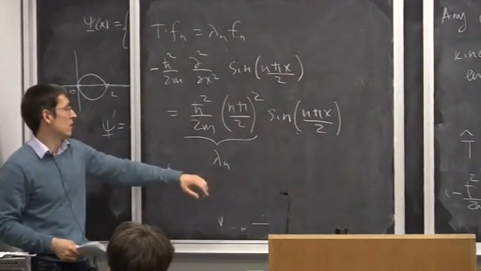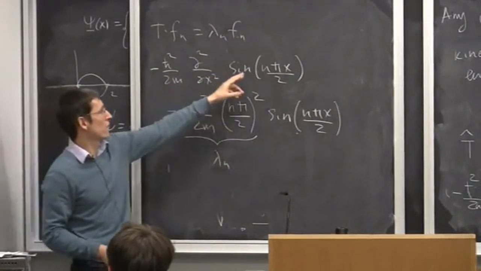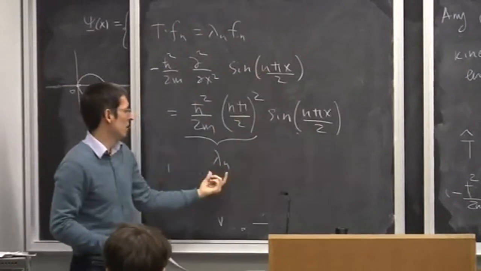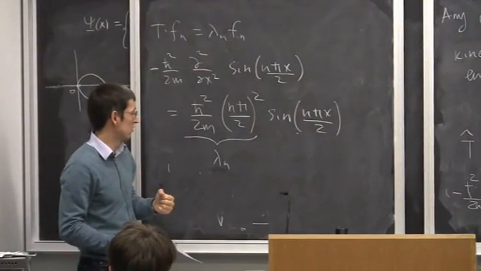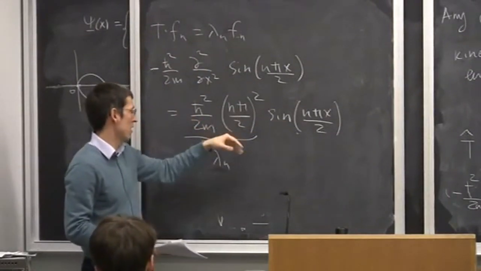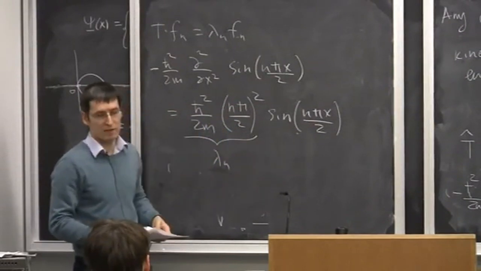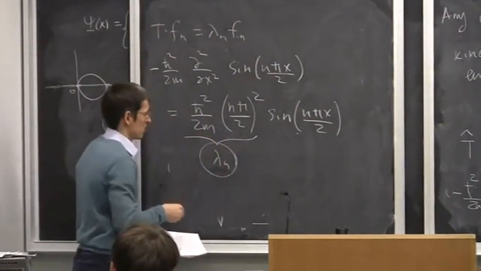eigenvalue, right? Note that it depends on the subscript n. So depending on what n you have in sine, the eigenvalue will be different. Okay, it has these h bars, masses, pi's, and what is important, n. Okay, so these are possible results of the measurement.